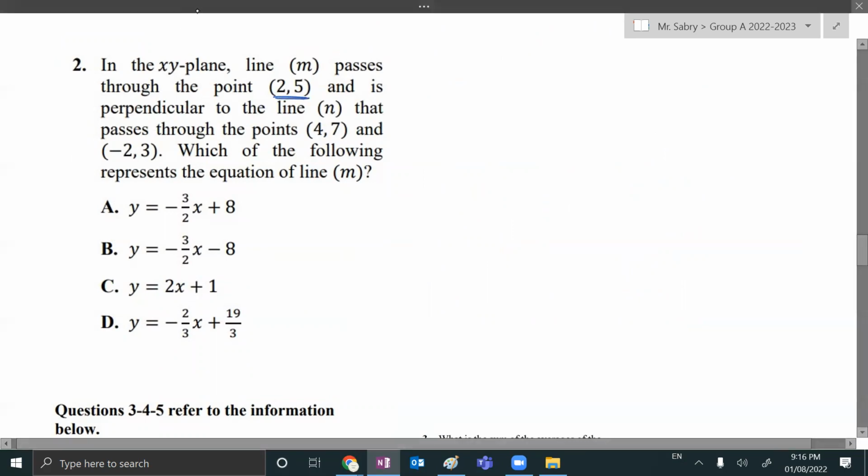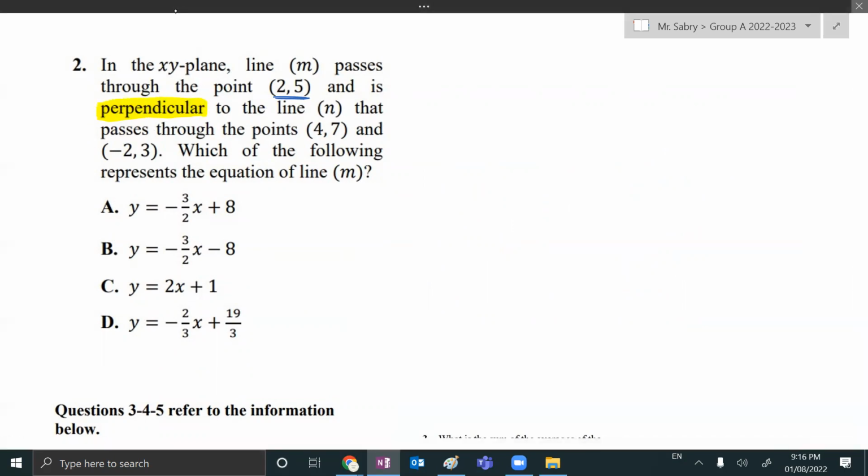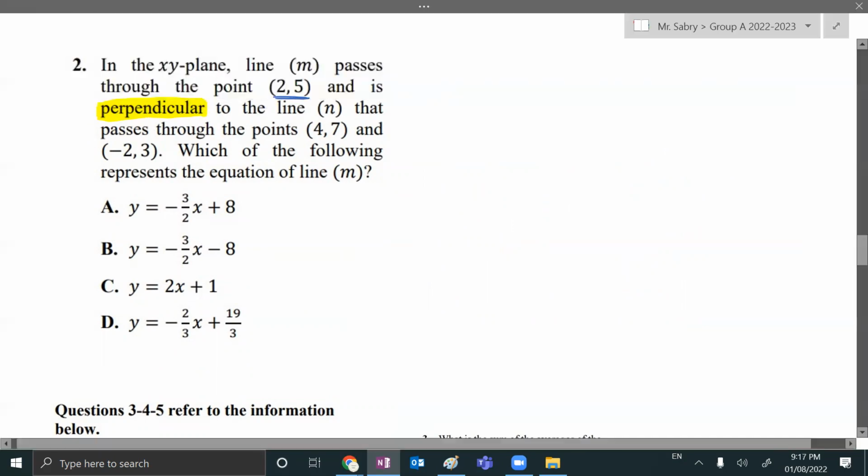Line M passing through the point 2, 5 and is perpendicular. Now this is the key word for us. Now if you attended the linear functions, this would be an easy question. If you did not yet, I strongly suggest that you watch the video on the first class, linear functions, and the second one, because it discusses this in detail.